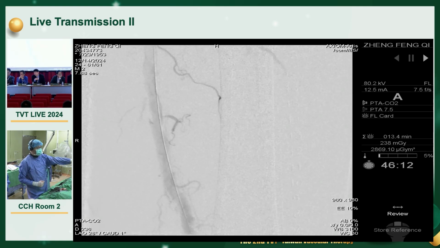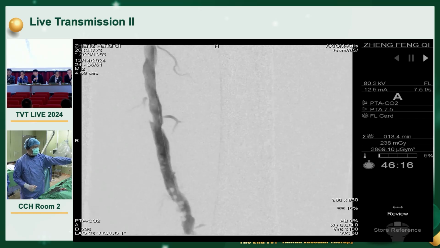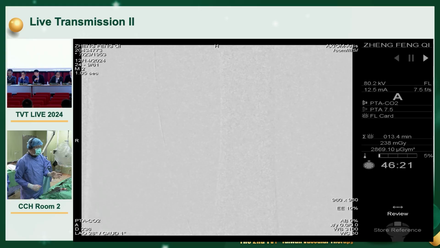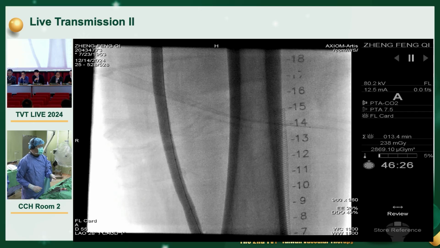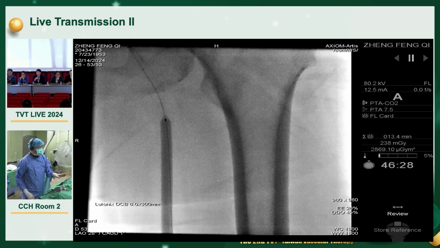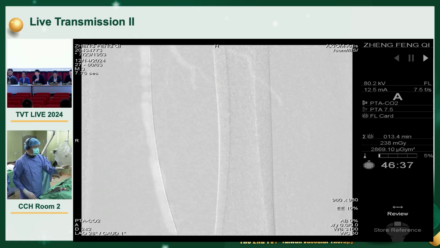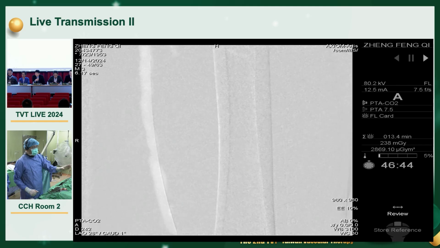After we do the balloon angioplasty, a small dissection is in the femoral artery, but it's not 4 millimeters, so we use the DCB. And after the DCB, we can see the CO2 angiography, the lesion is fully expanded and the blood flow is okay for this patient and the dissection is not significant now.